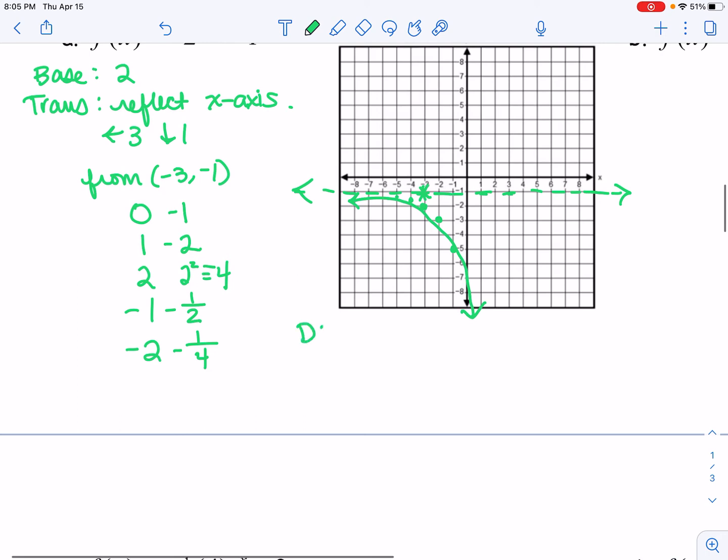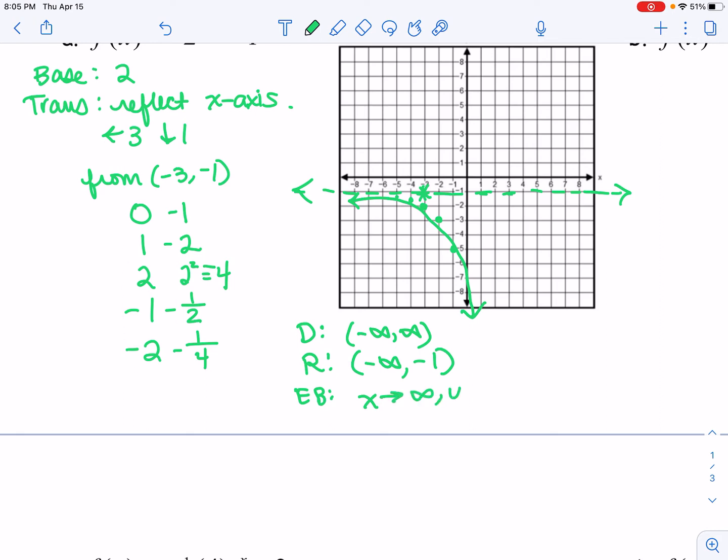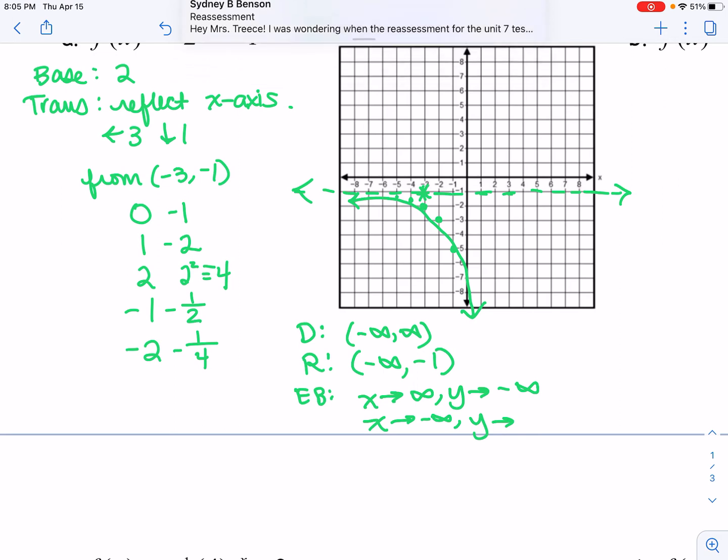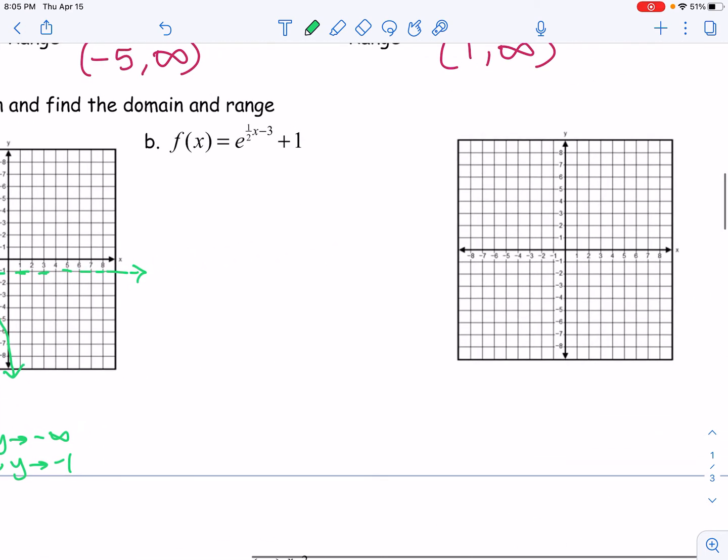Okay, domain, always -infinity to +infinity. Range from bottom to top, -infinity all the way up to that horizontal asymptote, which is at -1. And then I also want to write out our end behavior. As your x's are approaching infinity, your y values are actually going down to -infinity. As your x's approach -infinity, those y values are approaching that horizontal asymptote, which is at the -1. Okay, let's try it again.